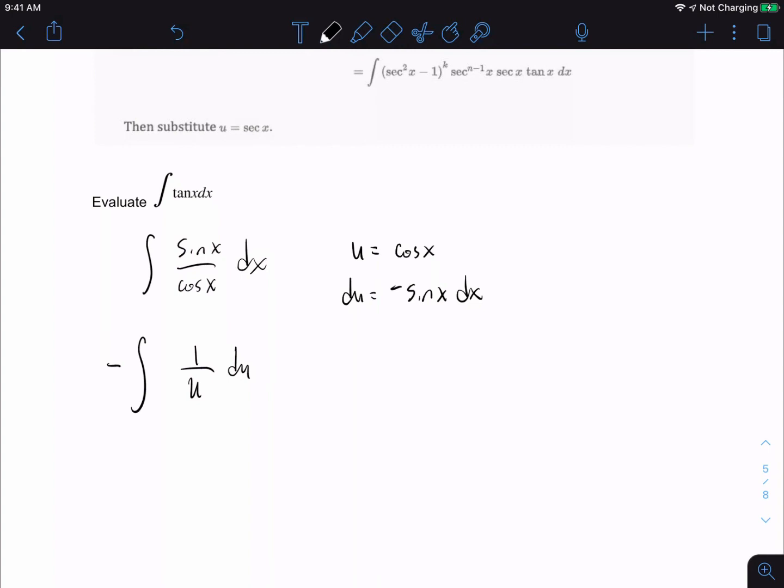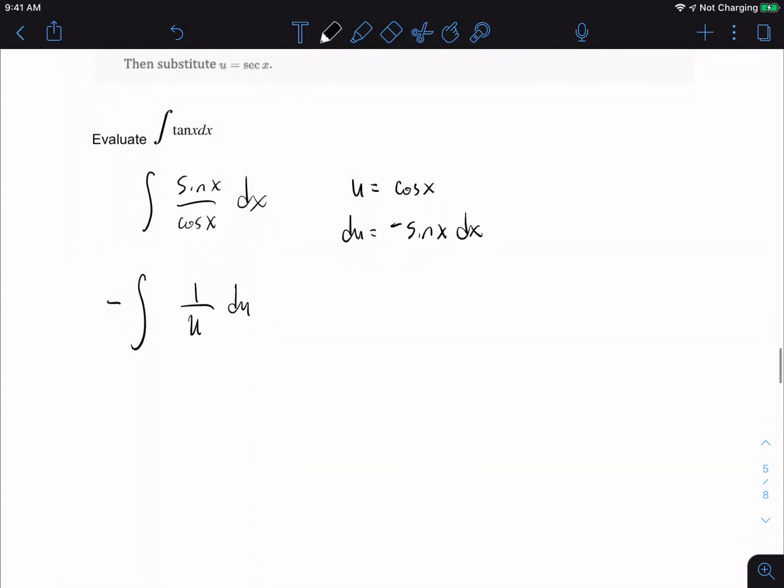Are we okay? And then probably the way that your teacher talked about these problems is thinking of it in terms of the antiderivative, right? So what derivative gives you 1 over u? Natural log, ln. It's the natural log, correct. So we're going to get the natural log of the absolute value of u plus some constant.